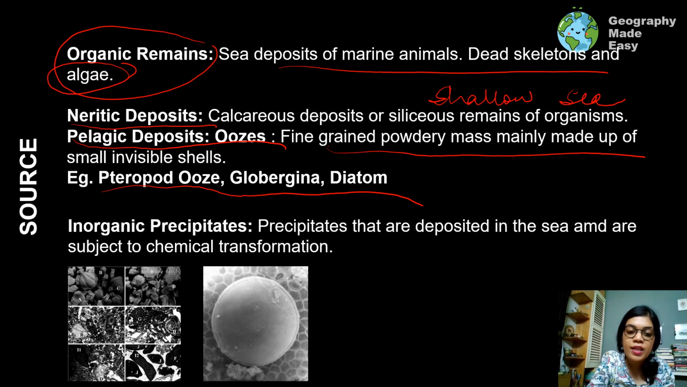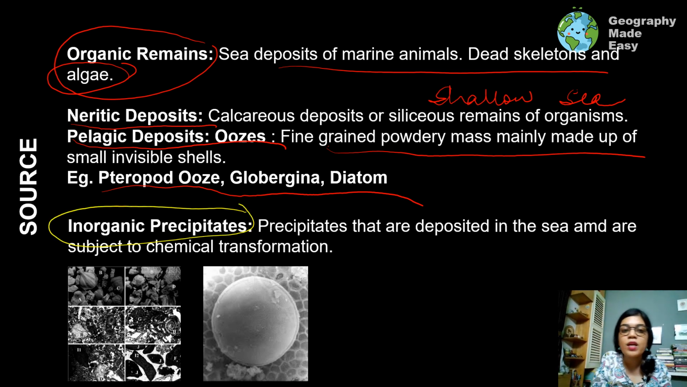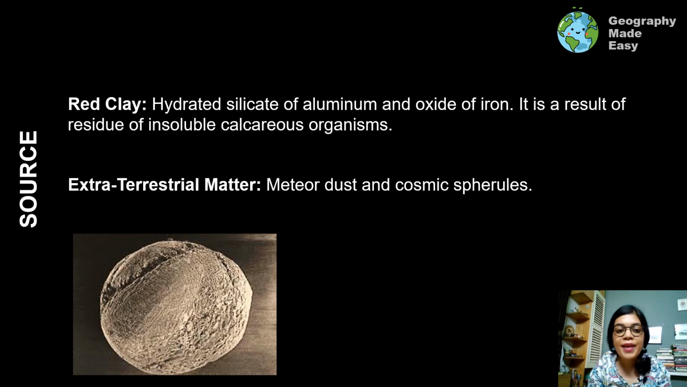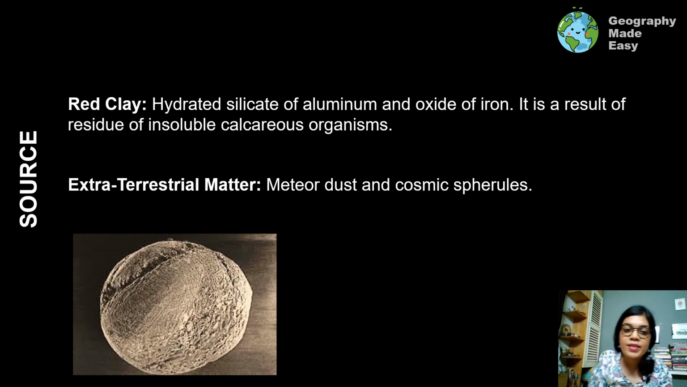Then we have the inorganic precipitates. We were talking about organic remains, and now we are talking about the inorganic precipitates which are deposited in the sea when certain chemical transformations take place. These different dissolved chemicals can get precipitated in the mid ocean, and they also form part of the sediment. Then we have two other types of sediments. One is the red clay.